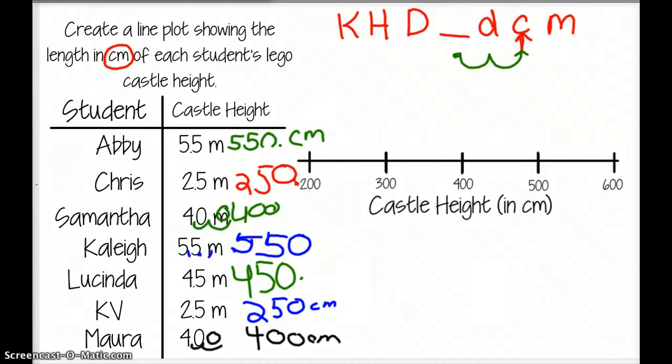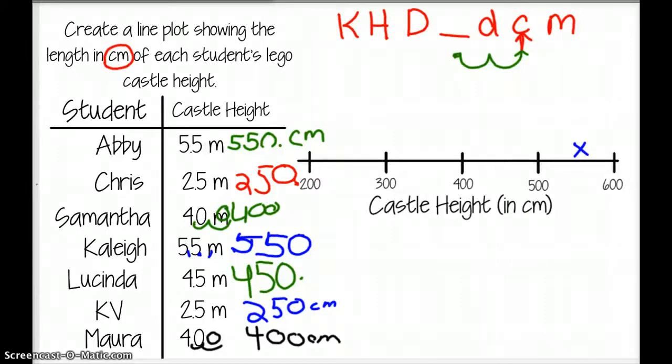So you can see right here, I have a number line, 200, 300, 400, 500, and 600 with our castle height. So Abby, if we were going to plot your point, you're at 550 centimeters. There's no 550 on here. Where is it going to go? In the middle of 500 and 600. Perfect. So it's going to go right about here.